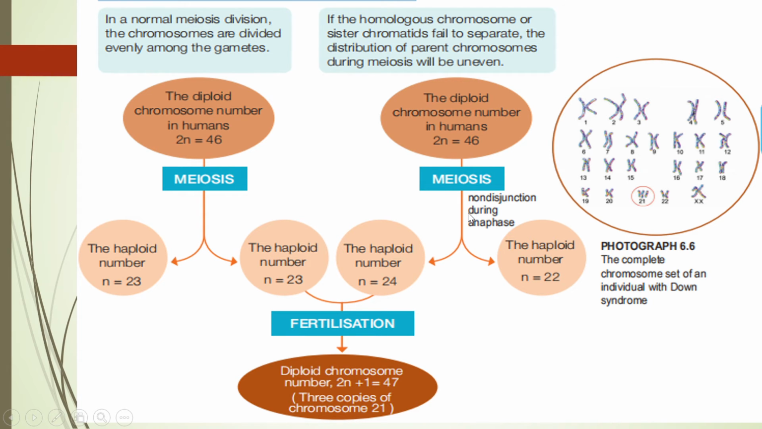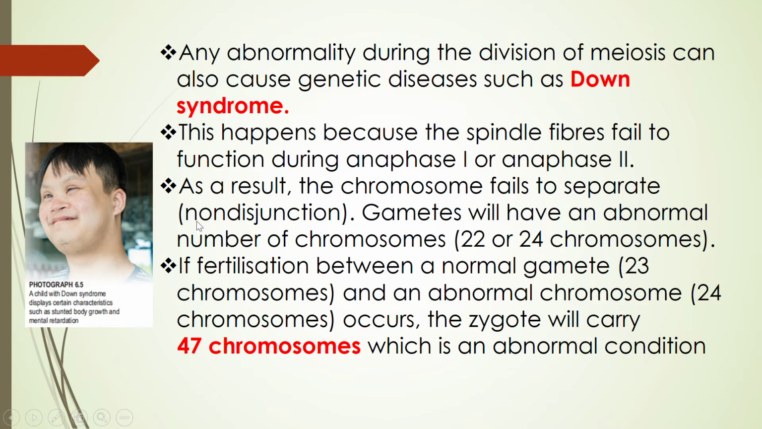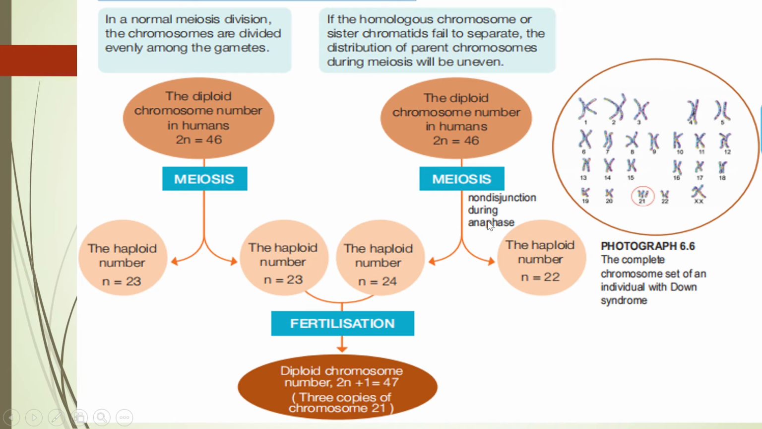Okay, the chromosomes fail to separate. That condition is known as non-disjunction during anaphase. So one gamete will get 24, or 22. If these two fertilize each other, we get 47, so we say three copies of chromosome 21. Only chromosome number 21 will have three copies instead of two.